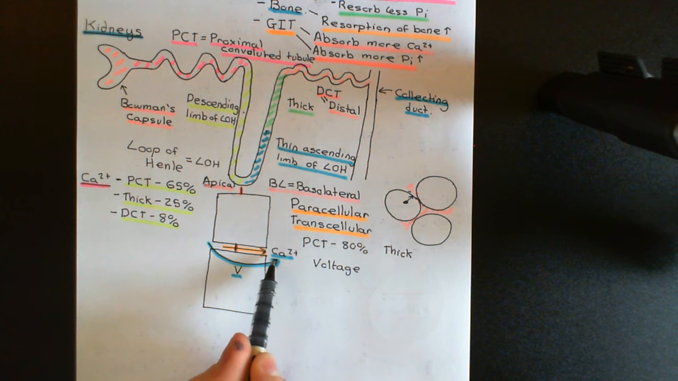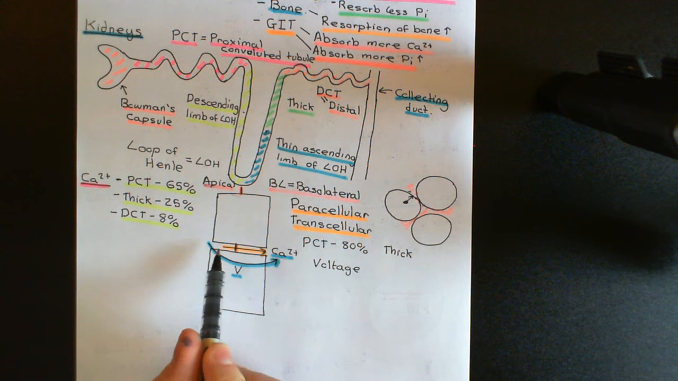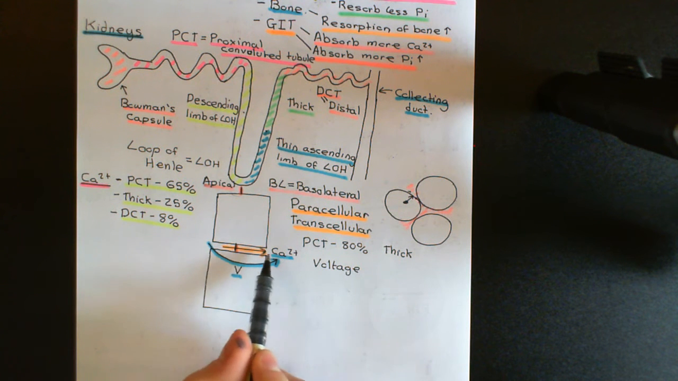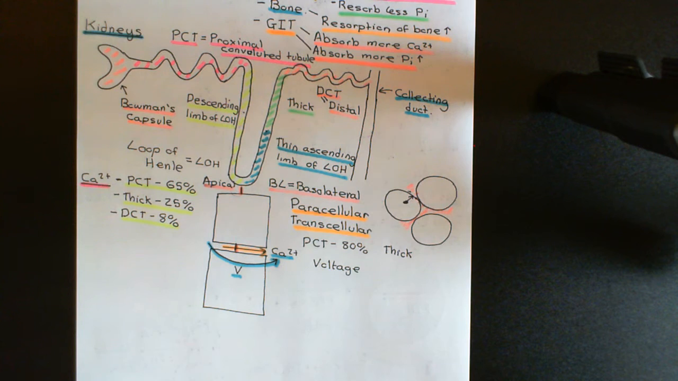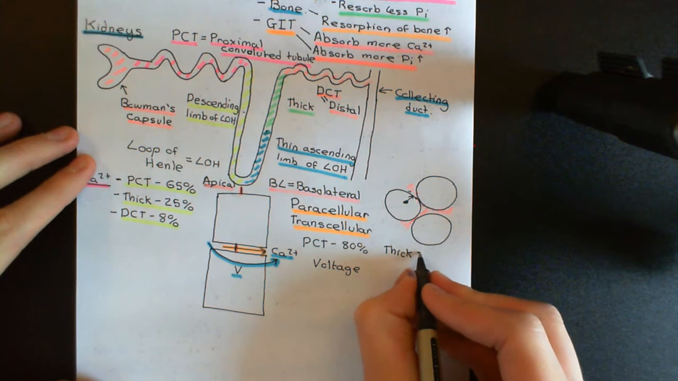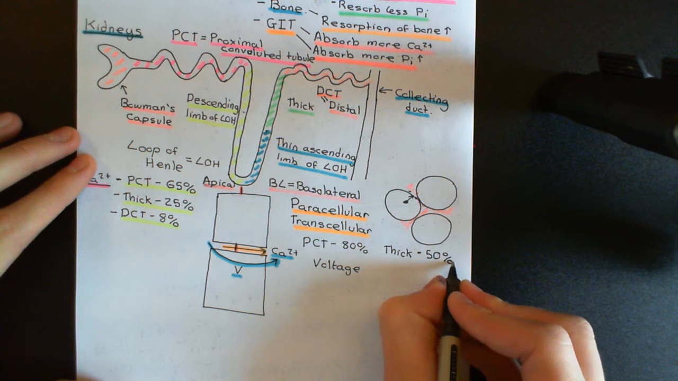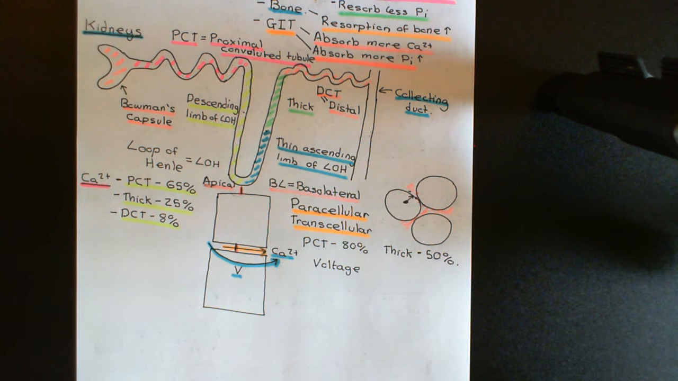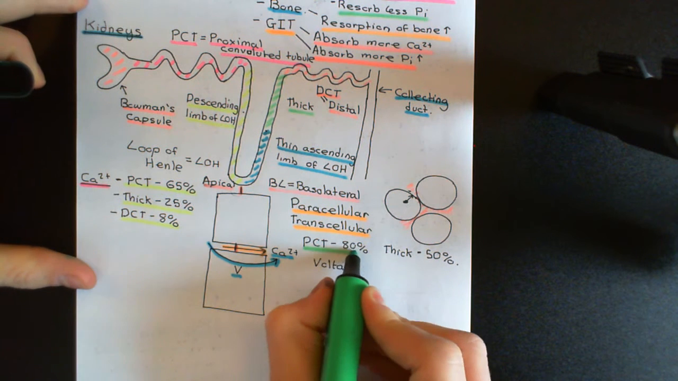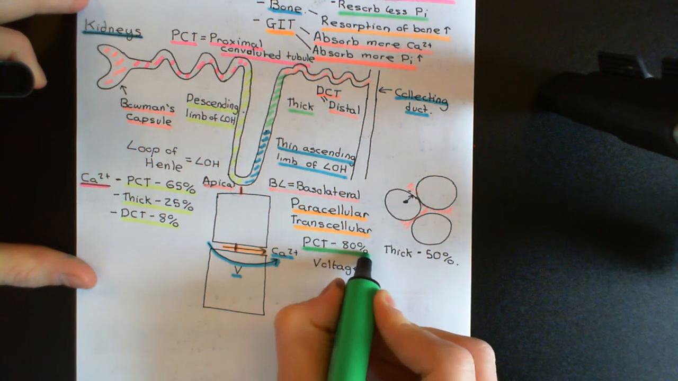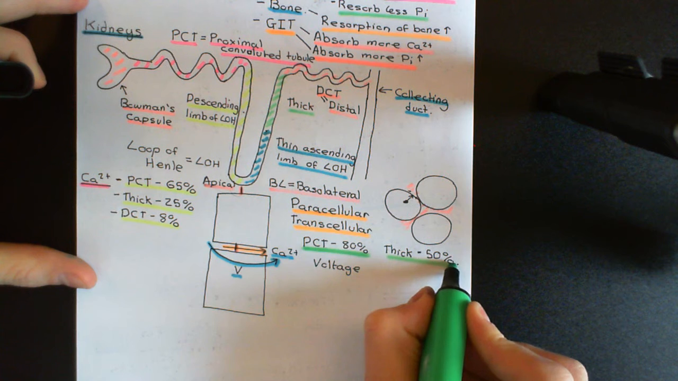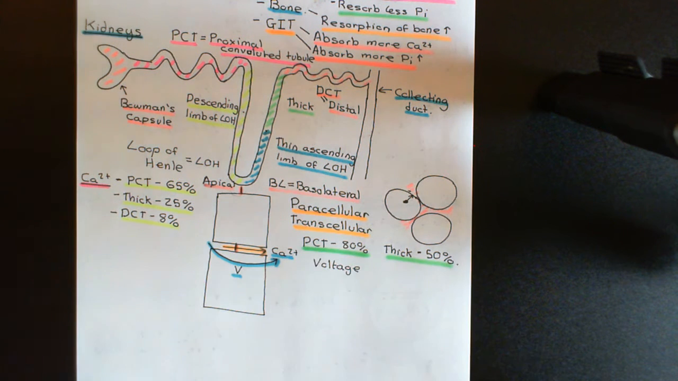Now, of course, when calcium moves, water is going to have to follow by osmosis. So calcium and water molecules are going to move in this paracellular route. And this also occurs in the thick ascending limb of the loop of Henle, and approximately 50% of all the calcium ions that are resorbed in the thick ascending limb of the loop of Henle are going to be absorbed in the paracellular route. So it's a major way of resorbing calcium in both the proximal convoluted tubule and the thick ascending limb of the loop of Henle.